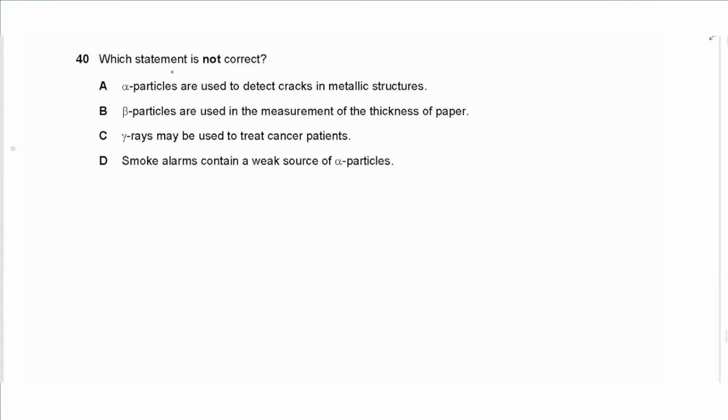Question 40 says which statement is not correct? Alpha particles are used to detect cracks in metallic structures. No, that would be beta because alpha cannot penetrate metals with any thickness. Beta particles are used in measurement of thickness of paper. Yes, because alpha would be stopped by any thickness of paper, and gamma radiation would not be stopped by paper at all. Gamma rays may be used to treat cancer, yes. Smoke alarms contain a weak source of alpha particles, yes. So the only not correct sentence here is A.